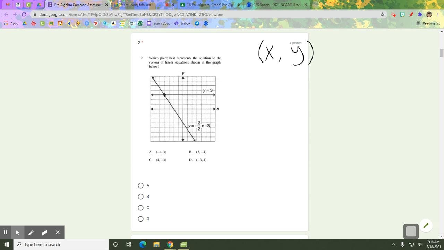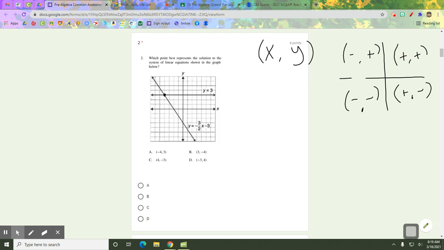Another way to think about that, let's say you have trouble reading coordinates. If you think about a coordinate grid, every point up here is a positive, positive. Points over here are negative, positive. Down here are negative, negative, and over here are positive, negative. So if my point is up here in the second quadrant, that point needs to be a negative, positive. So that can eliminate B and C for you. Now you just have to determine which one it is, A or D.